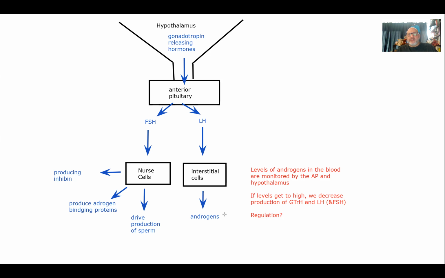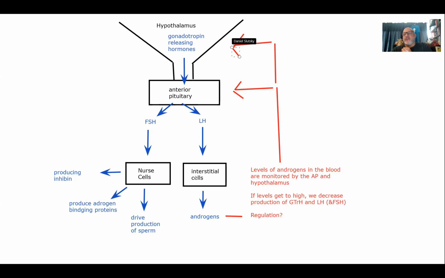Where androgen levels are going to monitor that. Well, negative feedback, remember, would be if the interstitial cells were monitoring the levels of androgens. And if the androgen levels went up, our interstitial cells said, oh, there's too much of it. Let's bring it back down. Oh, there's not enough of it. Let's bring it back up.